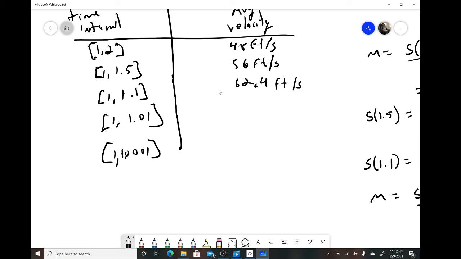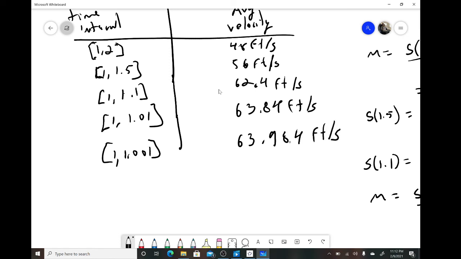So 62.4 feet a second. And we could continue in the same process. I'm actually not going to continue the same process because I don't want to make this too long. But for the next one, the result should be 63.84 feet a second. And then, let me just rewrite this, 1.001. That's going to be 63.984 feet a second.